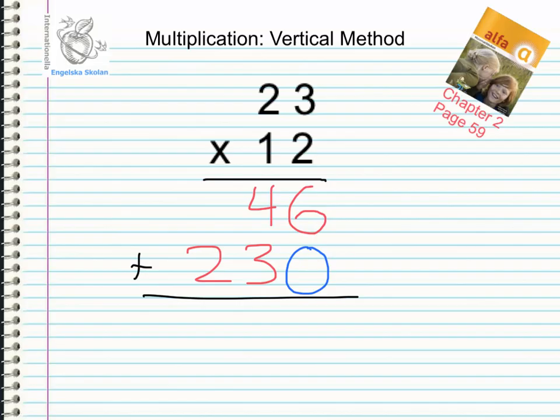6 and 0 equal 6. 4 and 3 equal 7. And 2 with nothing else is simply 2. So our answer of 23 times 12 equals 276.